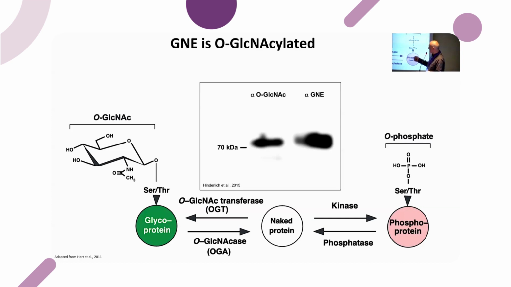At that time, we had no other possibility to analyze this, so we did an immunoprecipitation. You see here the GNE, and an antibody which recognizes the O-GlcNAc residue, and you see that the precipitated GNE is O-GlcNAcylated. We repeated this several times, and in principle, we can now say that GNE is phosphorylated and also O-GlcNAcylated.